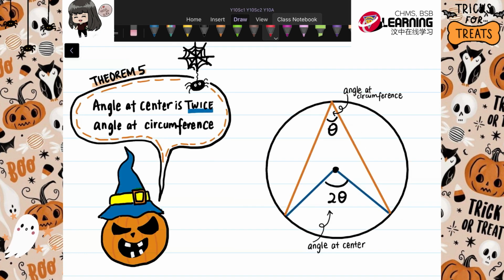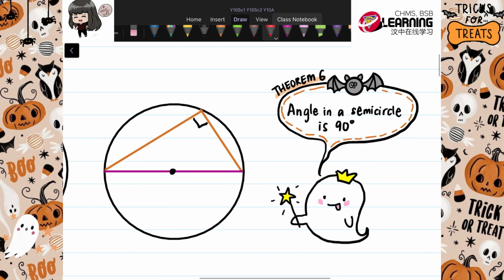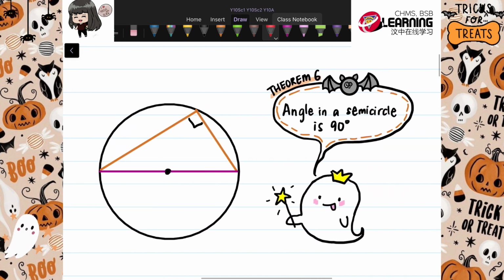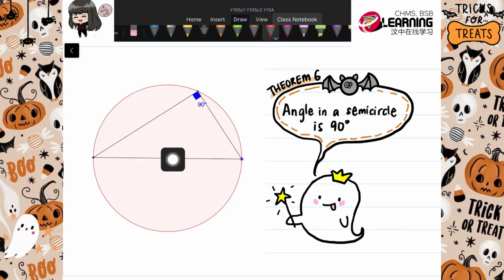Alright? Let's look at Theorem 6. What does Theorem 6 tell us? Theorem 6 tells us that angle in a semicircle is 90 degrees. A semicircle is like this. The semicircle is the diameter, right? This is a diameter, and this diameter cuts the circle into half. When the circle is half, it is called a semicircle. So the angle in a semicircle is 90 degrees. Like this is 90 degrees, right? So this is the diameter, and this is the angle in a semicircle, which is 90 degrees.